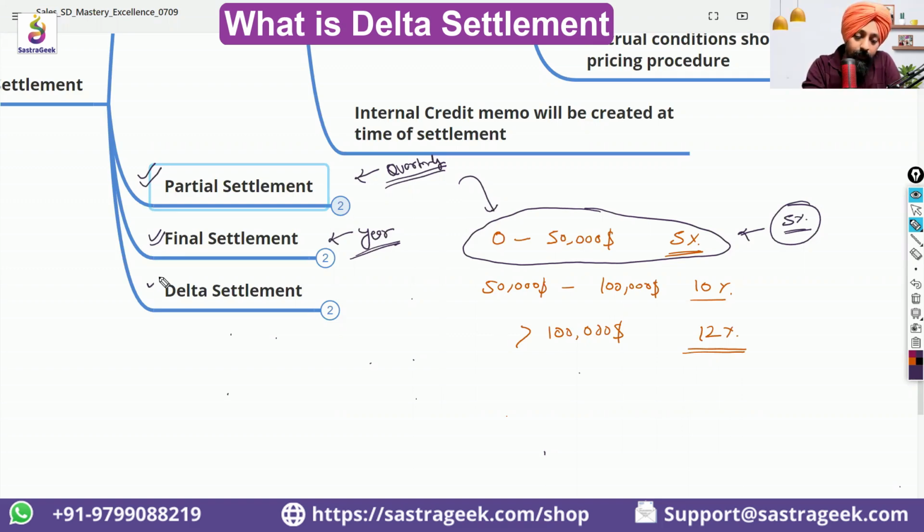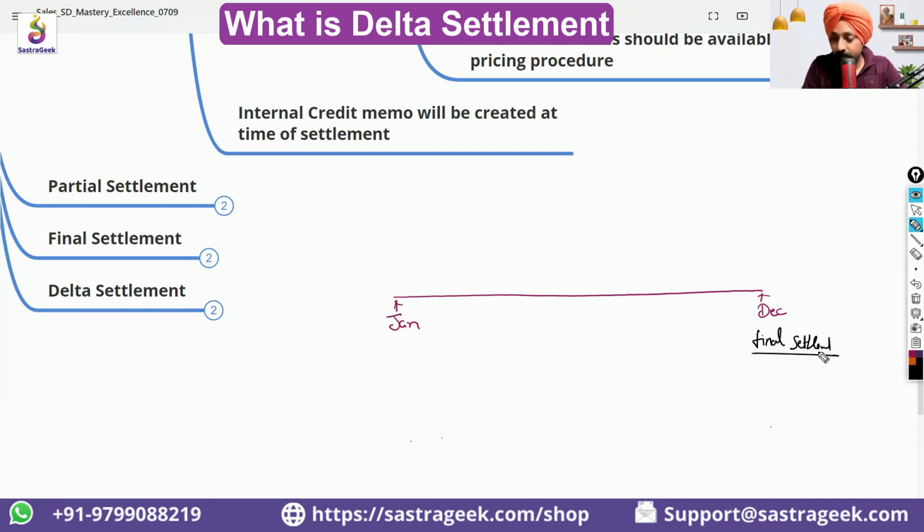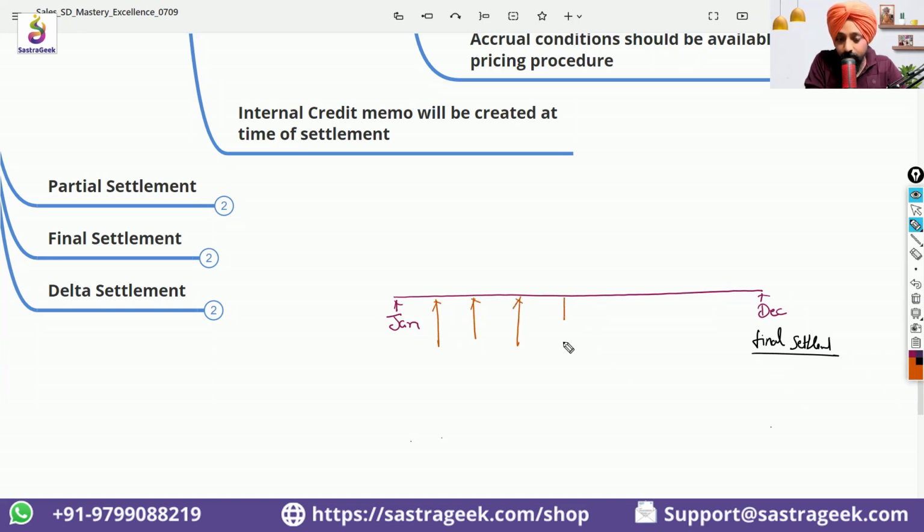Then there can also be a delta settlement. So in delta settlement, what can happen? Your contract was like this, time period is like this, from January to December. You said that at December, I would be having my final settlement, and then I would be doing, at each month, my accrual. I would be finding it out. That is on the monthly basis accrual, or which is called delta accrual, will be doing on the monthly basis.